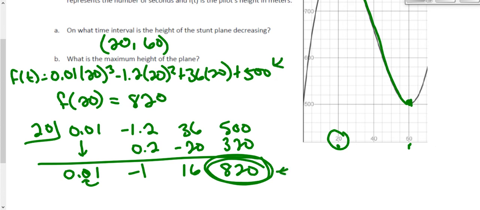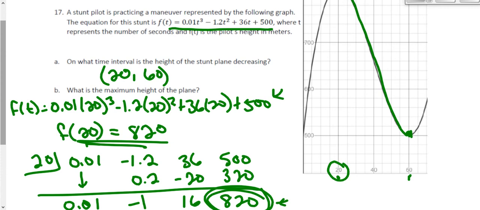If you have an equation this nasty, you would never want to assume, based on the graph, that you know what the y value is. You can always plug in the x value where the y value happens, just like we did in our classwork.